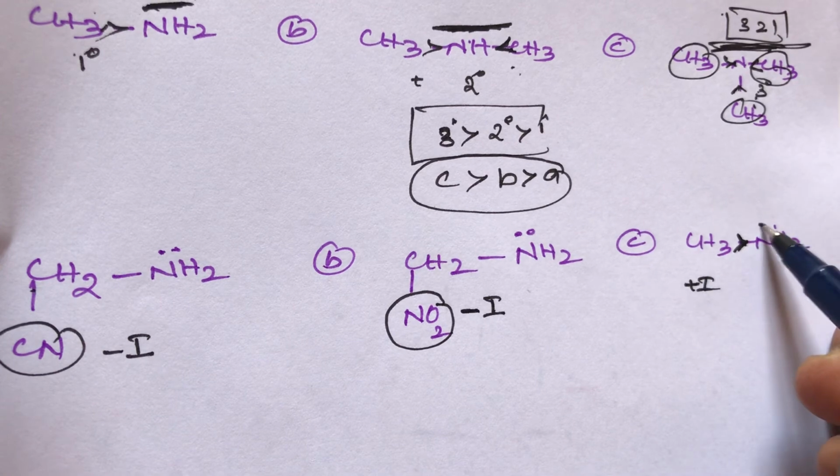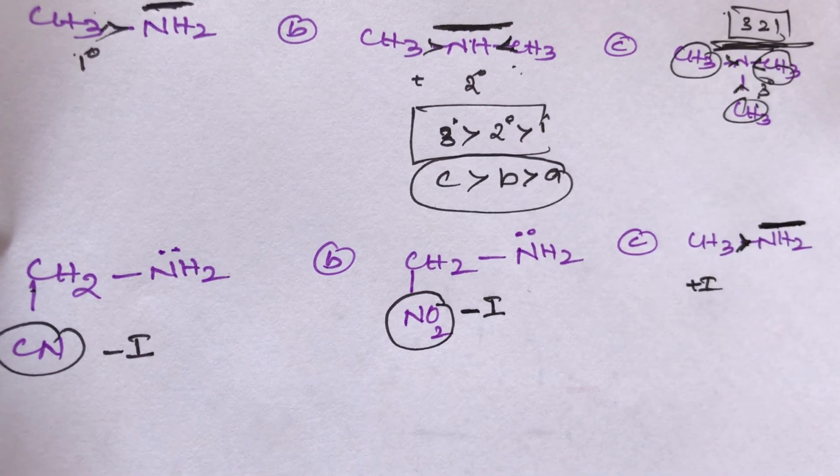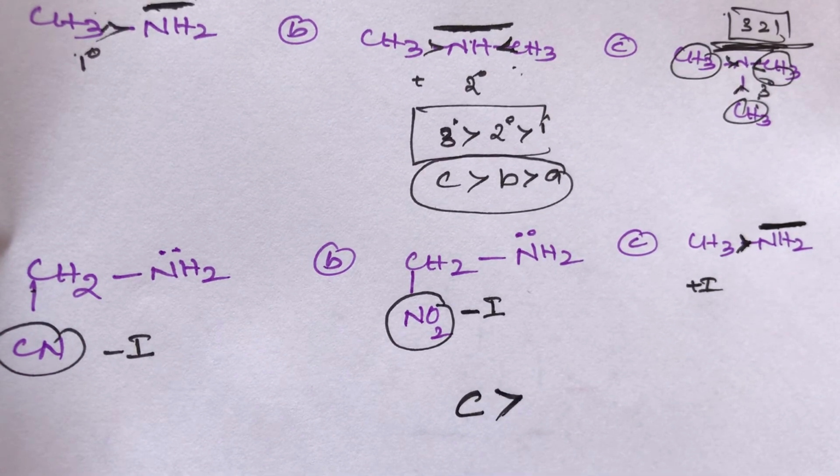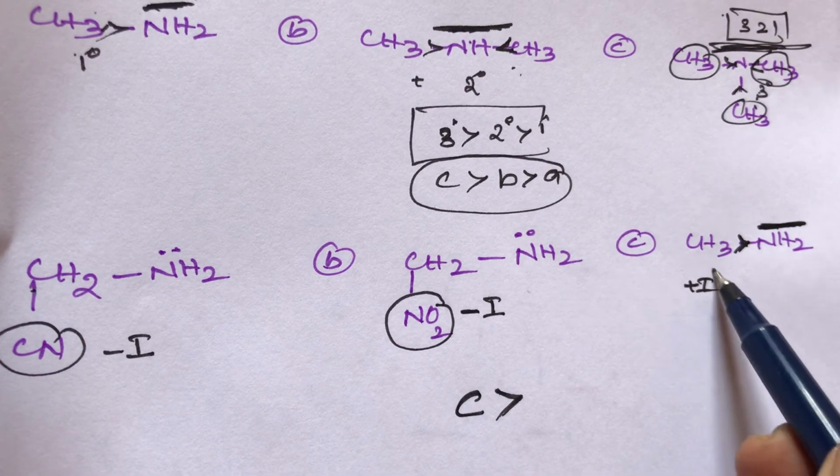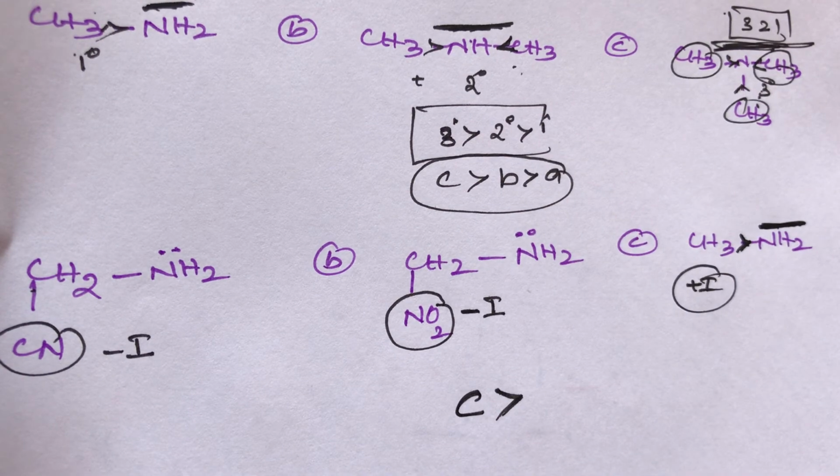So here density on nitrogen slightly increases, negative charge on nitrogen slightly increases. So that is why C compound is more basic. C compound is more basic due to the presence of the plus I group. Plus I group is directly proportional to basic strength, so C compound is more basic than the others.